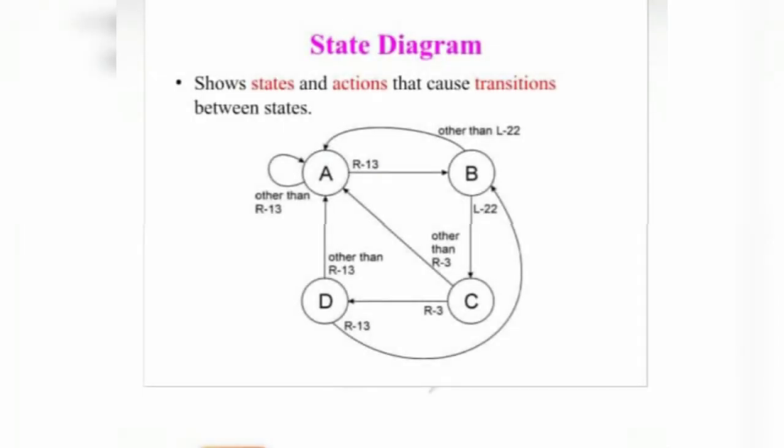Hello everybody, I am Gokul Kurandale from Division K. My roll number is 30. I am going to explain the topic of state diagram. It shows states and actions that cause transitions between states.